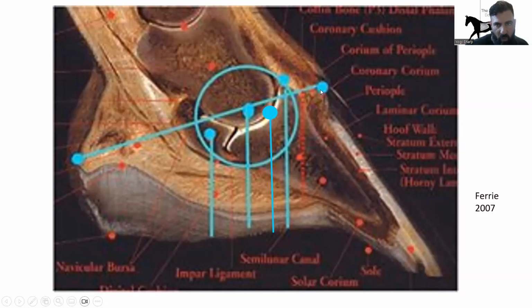And the point of balance is 1/4 of the way back. So it's 1/4 of the hairline. All right. But this is a picture from Jim Ferry's study showing how these points that we can map externally reference internal anatomy. Okay.